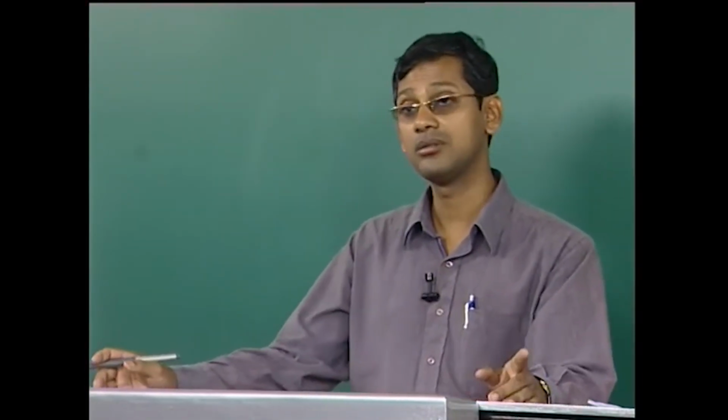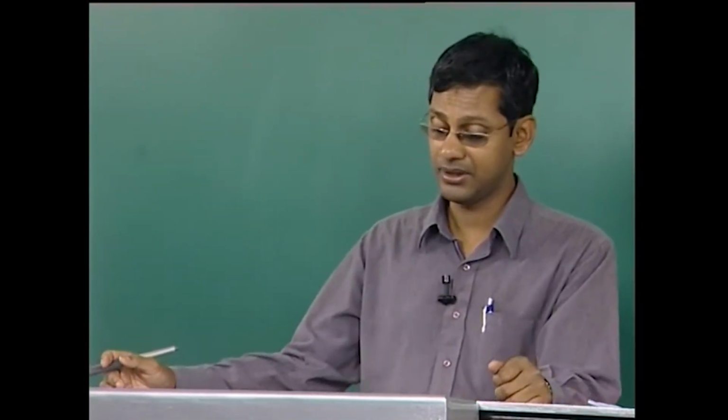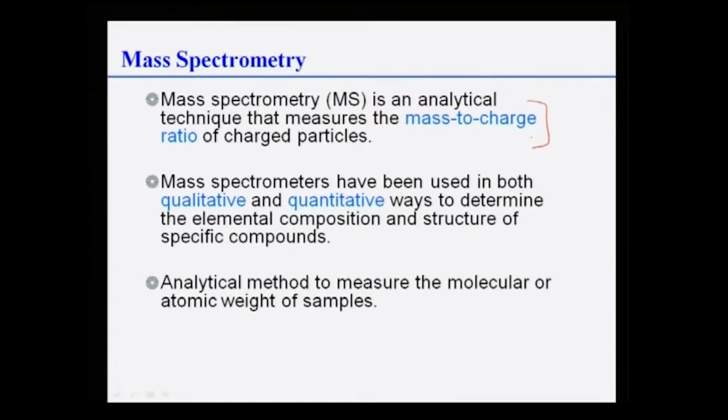mass to charge ratio. This is a characteristic of any charge, whether it is a single atom ion charge, or a multiple ion charge, multiple species charge, does not matter, but this is a very characteristic thing. It is used in both quantitative and qualitative analysis to determine the composition, and also the structure of specific compounds. Not only that, it allows us to be used as an analytical method to measure the molecular and atomic weights of the sample. So it has versatility, as you can see.